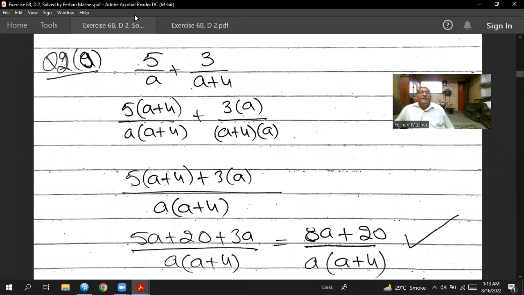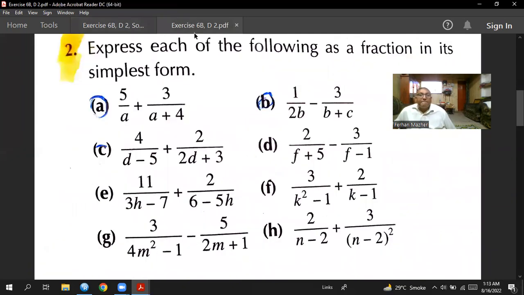So this is how you will do question number 2, and it's the A part. So the whole question is showing up on your screen. You can pause the video and take your time. Okay, now we are going to question number 2.